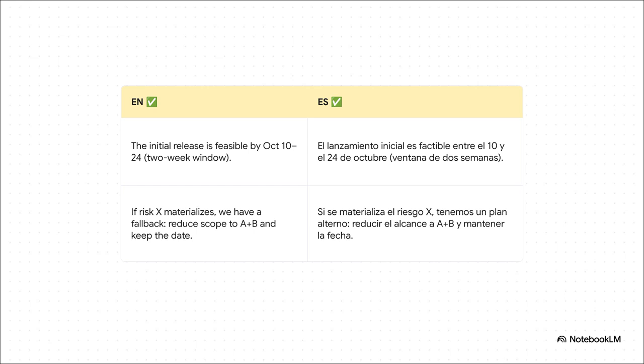Now, what's so smart about this slide is the way it talks about timelines. Notice it's not a promise of one specific day.